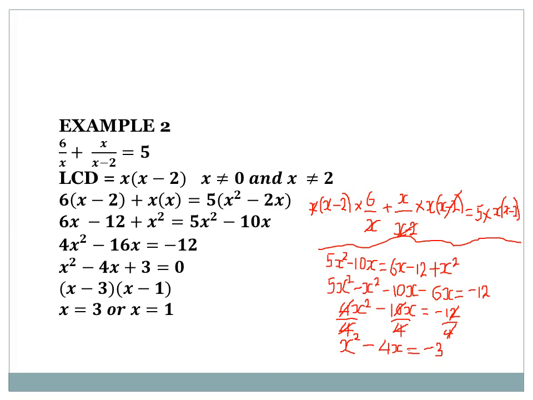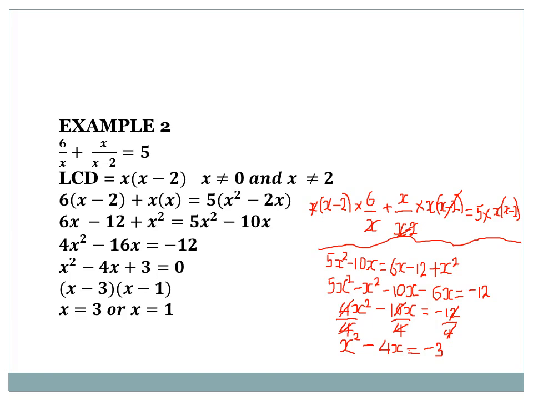So now we find like terms. The like terms are 5x to the power 2 and x to the power 2. Then we also have negative 10x and positive 6x are like terms. The exponents are the same. So 5x to the power 2 minus x to the power 2 will give us 4x to the power 2. And negative 10x minus 6x will give us negative 16x is equals to negative 12.